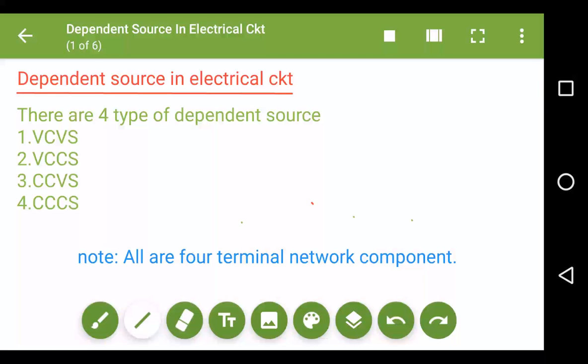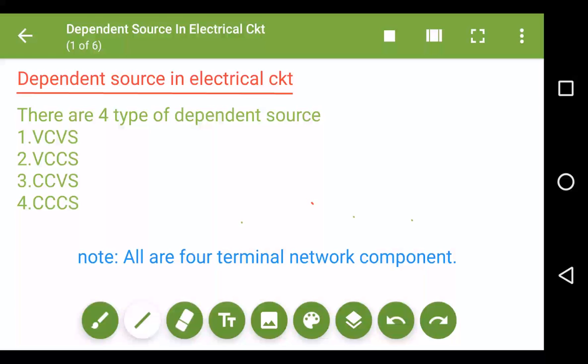Hello friends, welcome to another video, and today we are going to discuss different types of dependent source in an electrical circuit. Okay, you will get different types of electrical source in your circuit diagram, and they are as mentioned follow.